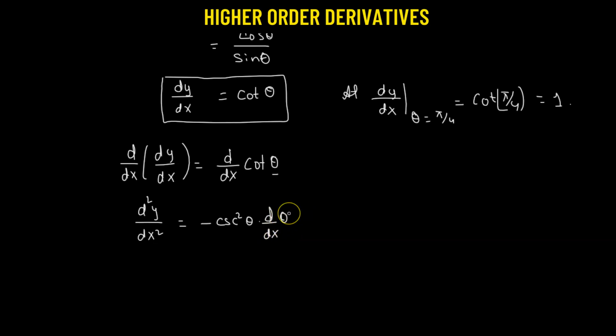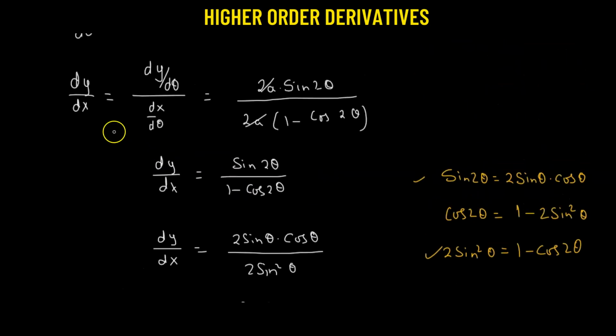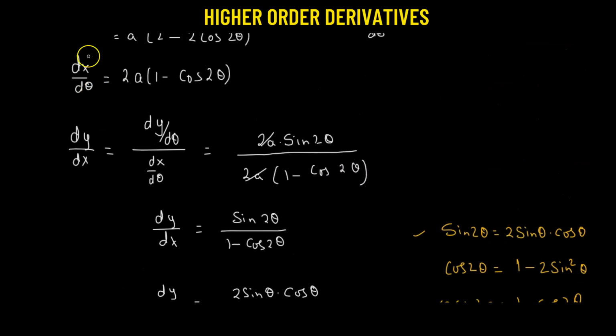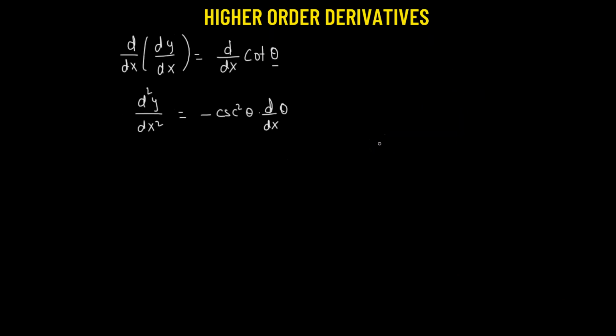Now, we have dx over d theta, which we have obtained. From here, we can obtain the value of d theta over dx. So d theta over dx will be simply the reciprocal, which is 1 over 2a multiplied by 1 minus cosine of 2 theta. Fine. So let's use this. We have negative cosec squared theta divided by 2a times 1 minus cosine 2 theta.